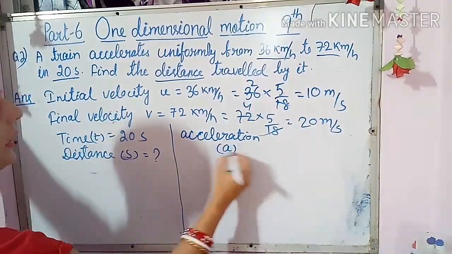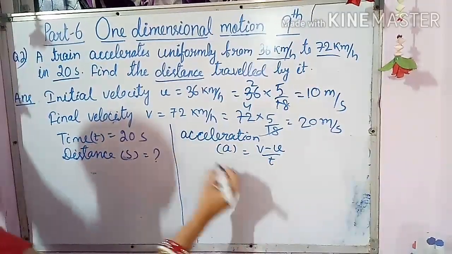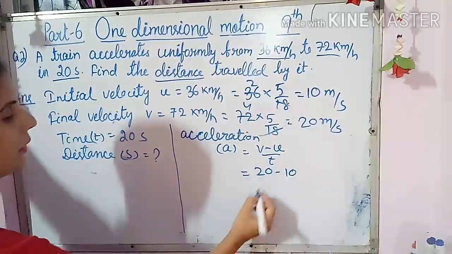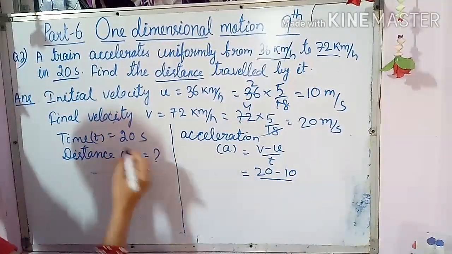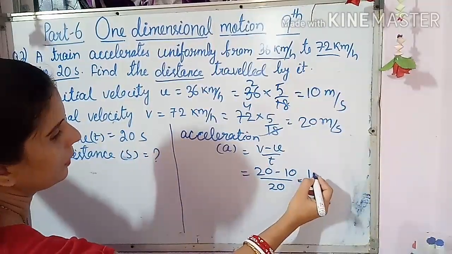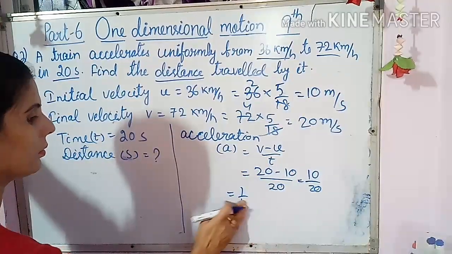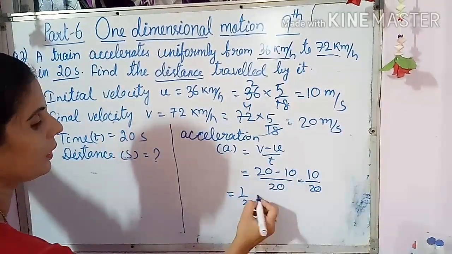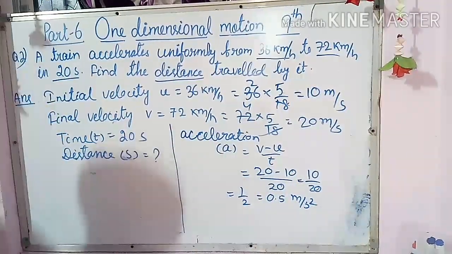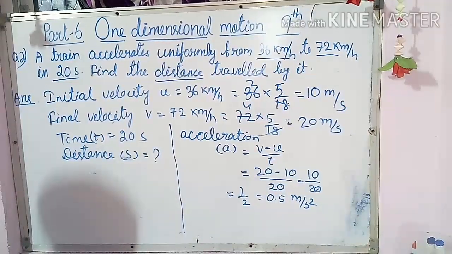So acceleration A equal to V minus U by T. So A equal to how much? V, that is 20, U that is 10, T is your 20 second. So here that is 10 by 20, means it is 1 by 2, it is just 0.5 meter per second square. Now children, you can see that you got the acceleration, that is 0.5 meter per second square.